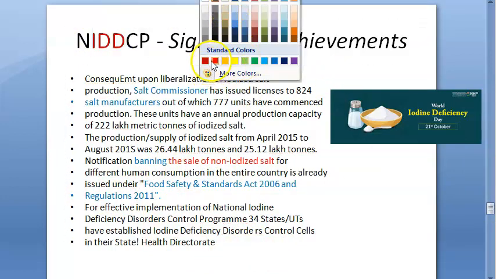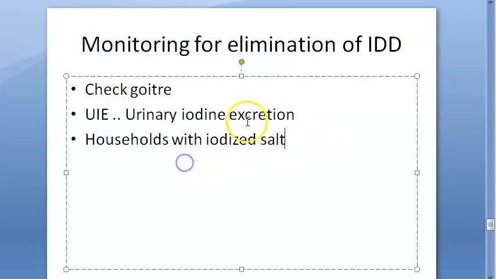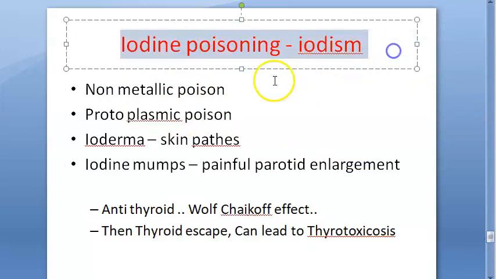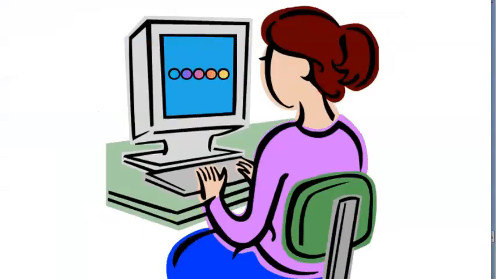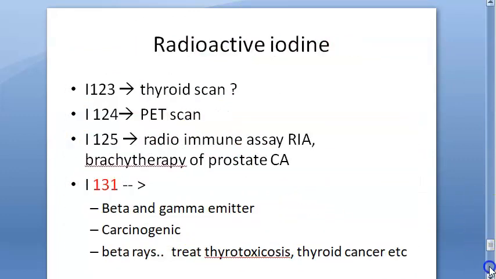Anyways, NIDDCP, they have implemented this everywhere. All states, looks like, almost. So you will monitor for the elimination of these IDDs. Iodine poisoning can lead to iodism. So focus, guys. Iodine, if it is more also, it is bad. It is a non-metallic poison that can lead to skin patches, ioderma, some parotid enlargement, etc.